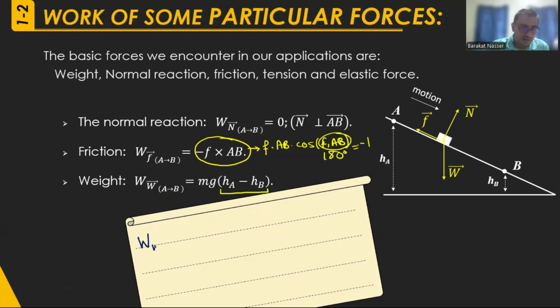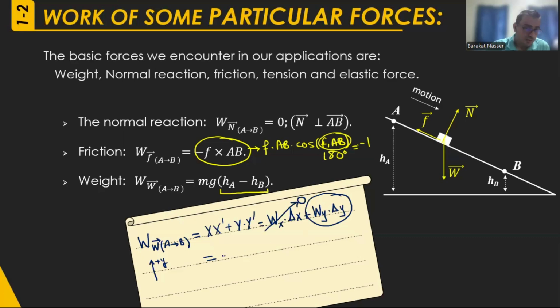So work done by weight, as you move from point A to point B, if we go back to the equation where we used x times x prime plus y times y prime, becomes weight on x times delta x plus weight on y times delta y. This first term is 0 because weight has no component on x. If I just use this, you need to assign a certain reference frame. Let's assume that upwards is the positive y. Then weight on y becomes minus mg, and delta y becomes y of b minus y of a.